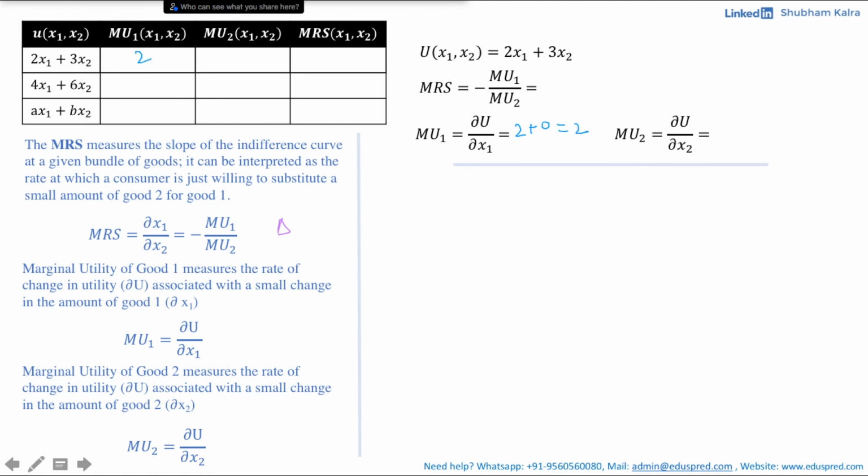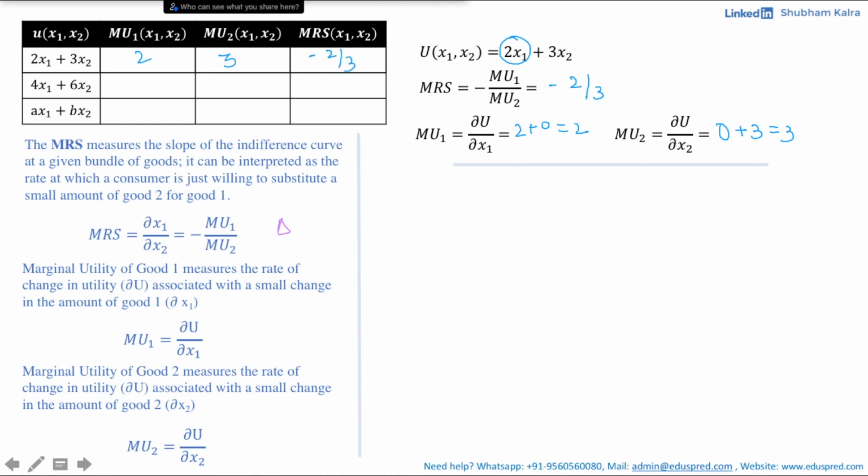Now in order to calculate the marginal utility of good 2, you have to keep good 1 constant. So differentiating this, I will get 0 plus 3, which is equal to 3. Hence your marginal utility of good 2 is 3. Now substituting the values of MU1 and MU2 into this equation, I would get minus 2 divided by 3. Your MRS is minus 2 divided by 3.